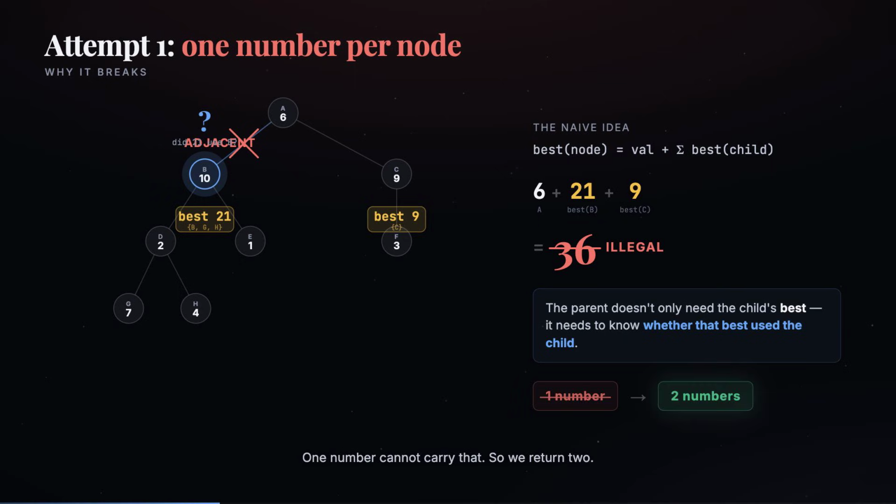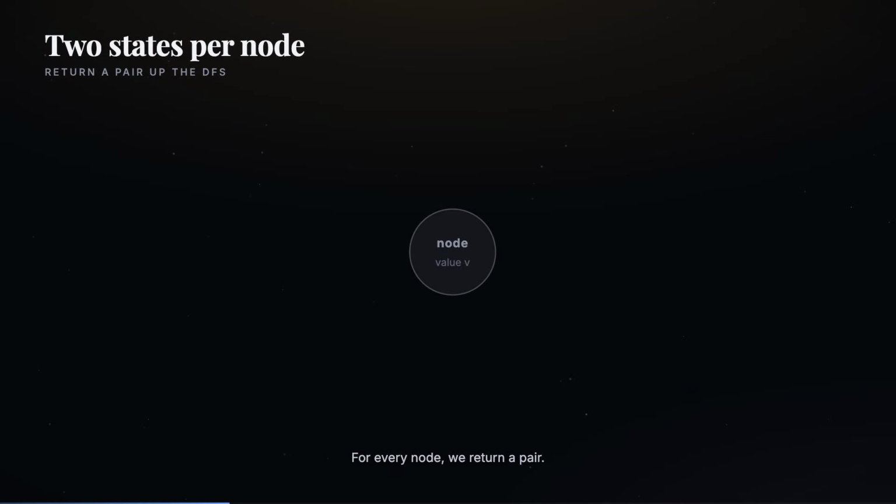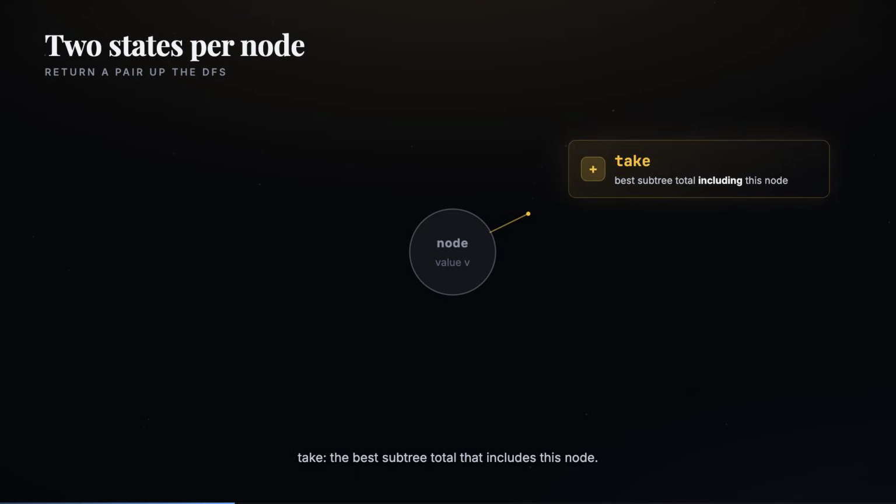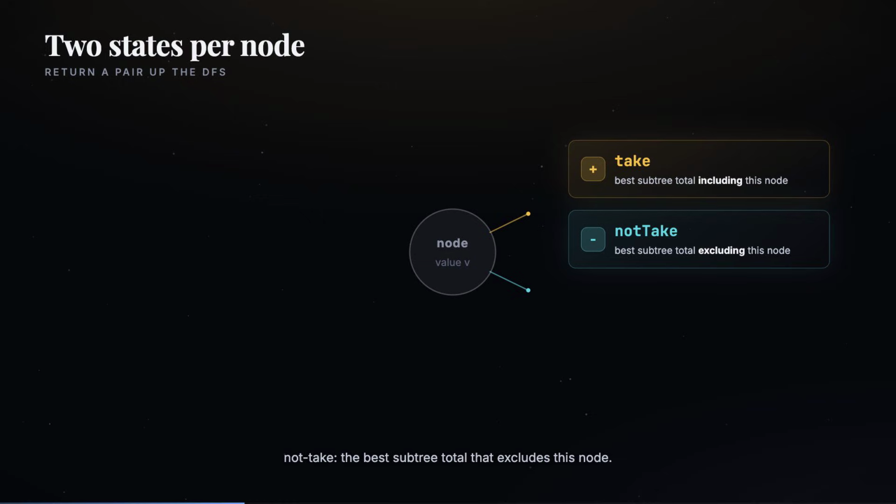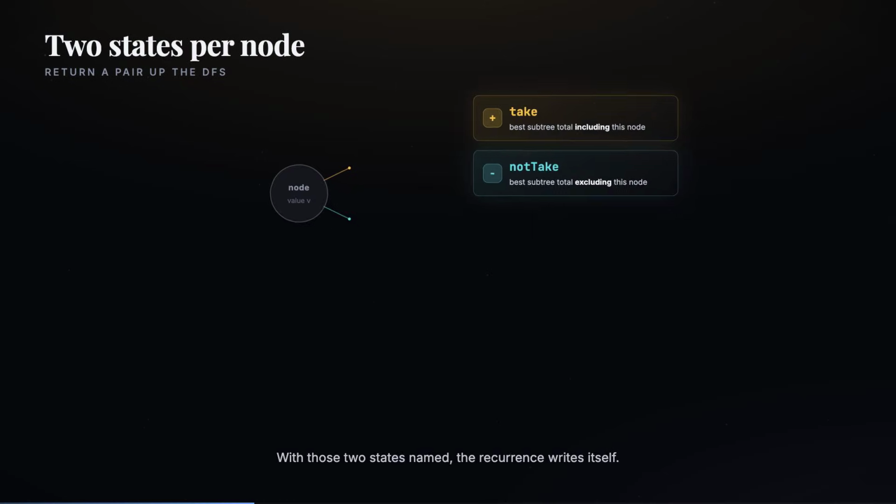One number cannot carry that, so we return 2. For every node we return a pair. Take: the best subtree total that includes this node. Not take: the best subtree total that excludes this node. With those two states named, the recurrence writes itself.